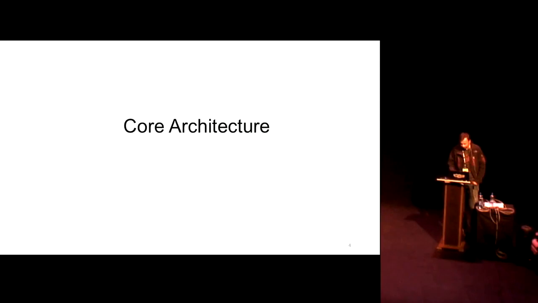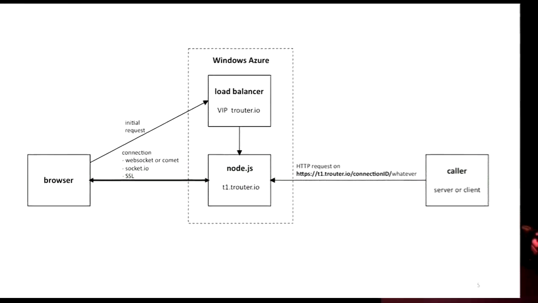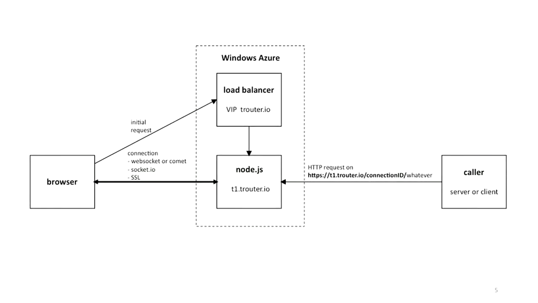Let's take a look at the core architecture, which looks like this. Obviously, you cannot do it on the web natively, so you have to insert something in the middle, like a mediator. That's exactly the Trouter service. In the middle, between the browser and the caller, I have a Windows Azure deployment with the service, deployed on a bunch of servers running Node.js. On the left-hand side, I maintain a connection with the browser. That's actually a web connection, a WebSocket, or Comet if we cannot do WebSocket. WebSocket is preferred. It is based on Socket.io.